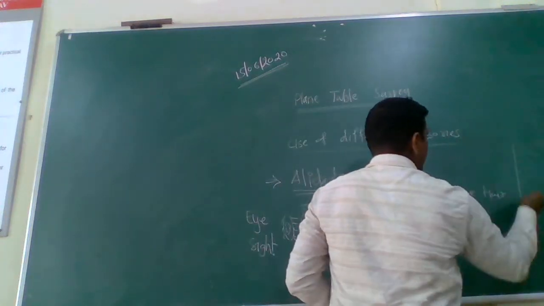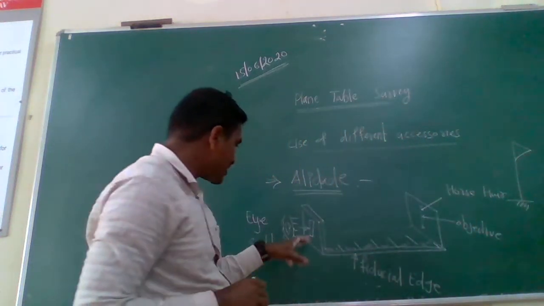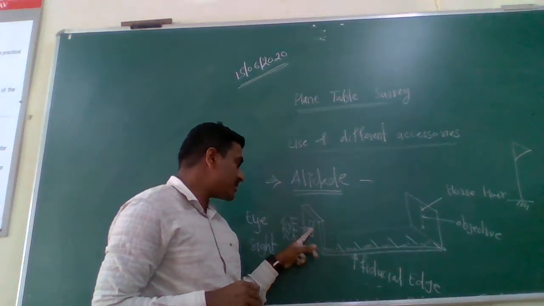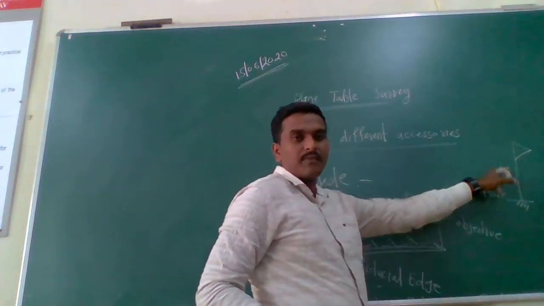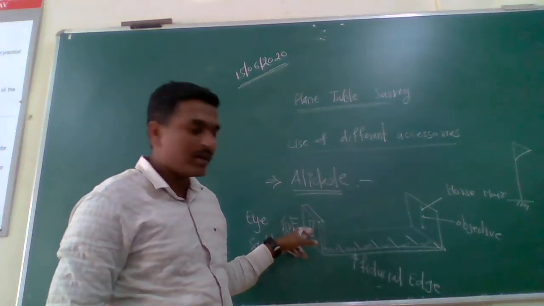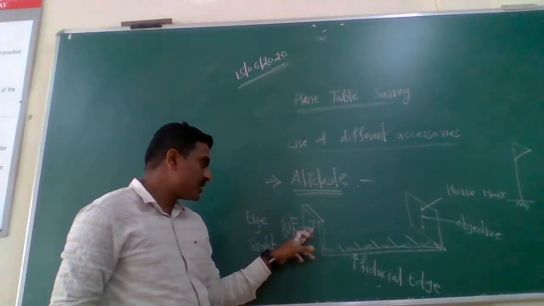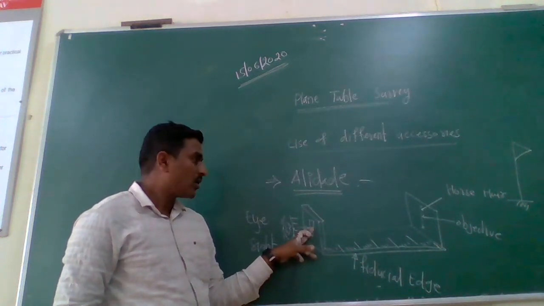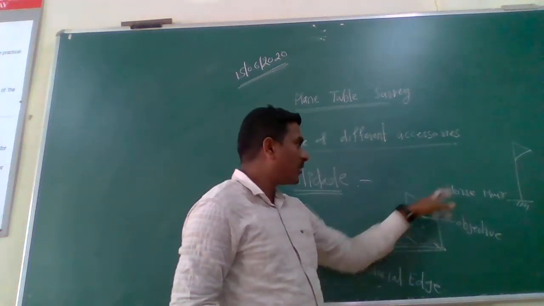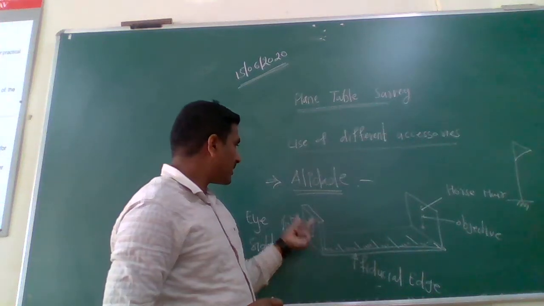Suppose there is a ranging rod. So for bisection of the object, we have to observe this ranging rod through this small slit which is provided. Okay, so observer is standing here, and by looking through this small opening, observer has to bisect this thread with the ranging rod. Okay, so that is the use of the alidade.